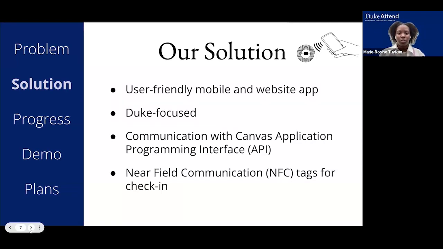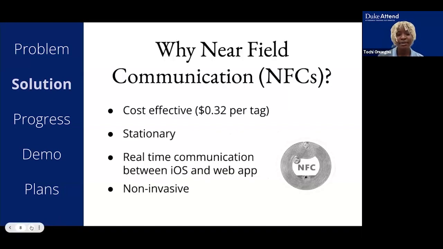We ultimately chose to use NFC tags instead of other attendance tracking options such as biometrics, GPS, Bluetooth, and Wi-Fi. And now I'll pass it on to Tochi to talk more in depth about why we chose NFC tags. Yeah, thank you, Rosine. Like Rosine said, you might be wondering why we chose NFC chips as opposed to other technology that's out there. Well, starting off, NFC chips are extremely inexpensive. One NFC chip costs 32 cents, but when bought in bulk, NFC chips can cost even lower than that.